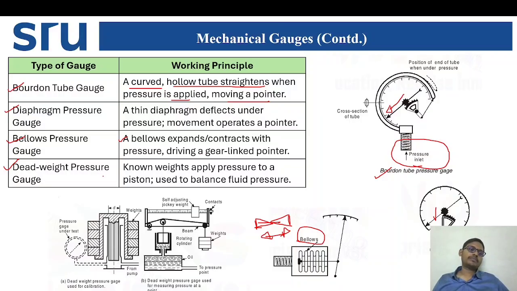And the deadweight pressure gauge: known weights apply pressure to a piston, used to balance fluid pressure. Now you see, this is the deadweight pressure gauge. A deadweight pressure gauge is used for calibration, and for measuring pressure at a point. So this is one kind where you will get values directly.